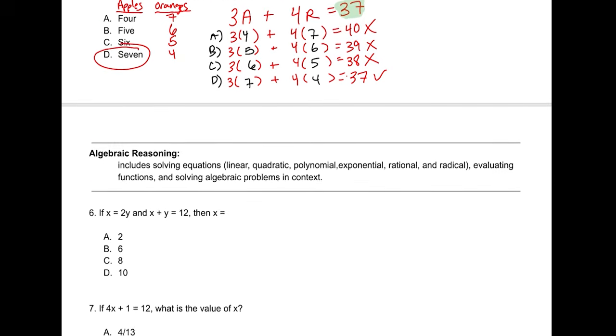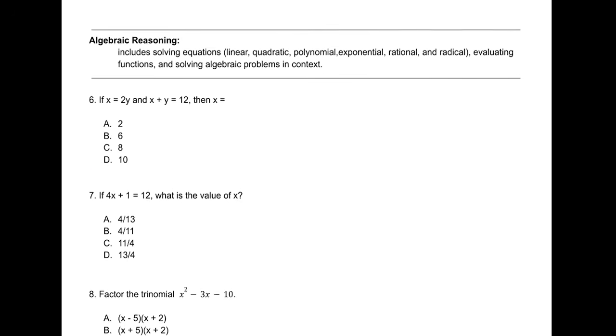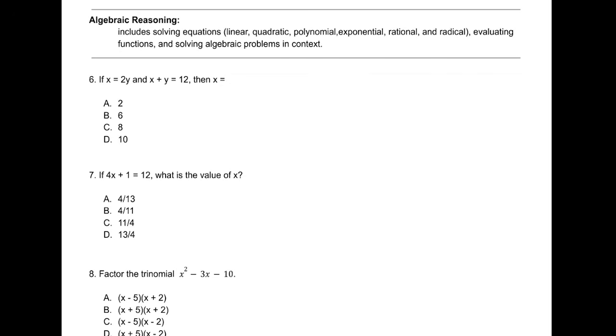All right, there's 5 questions from the quantitative reasoning section. Now let's take a look at the algebraic reasoning section. This is going to be a collection of problems that go over the concepts that you learn in an Algebra 1 class. So most of this is like solving equations or factoring quadratics. So let's go through a few of these.